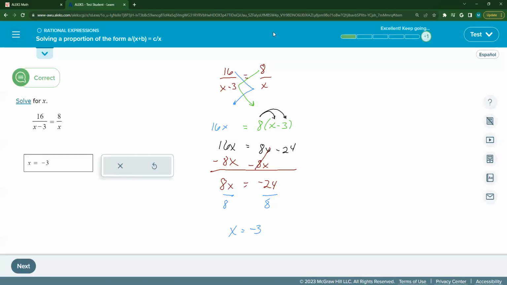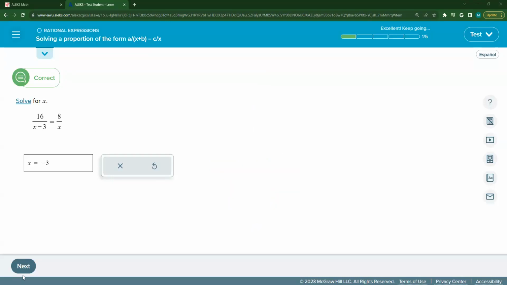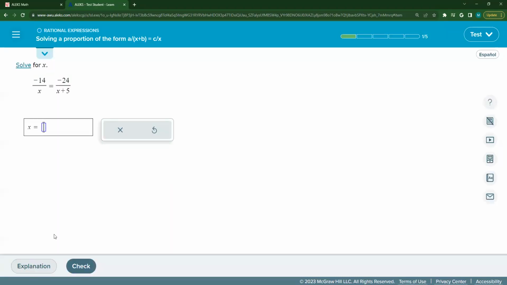Save the picture, clear all drawings, and we will do the next one. And this time I have negative 14 over x equals negative 24 over x plus 5. We're going to cross multiply. So I have negative 14 times, I want parentheses for this, (x plus 5) equals this way, negative 24 times x.